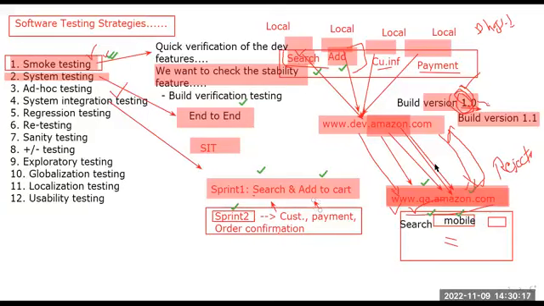Just think about it. Do we need to test this sprint one feature again, because it is already developed and already tested? We have to make sure that the data flow between sprint one and sprint two is perfect. So it may cause an impact on the previous developer build due to the new features. Yes, correct answer. Any other answer?